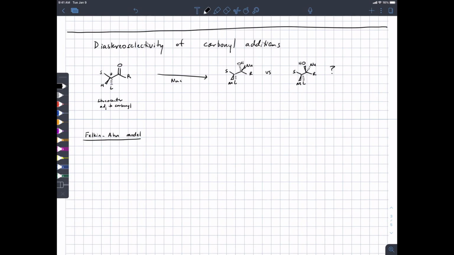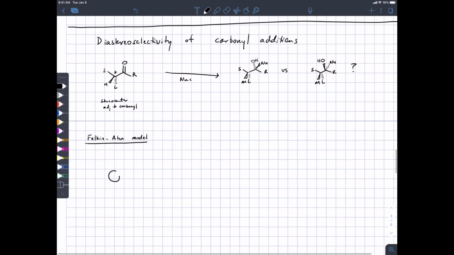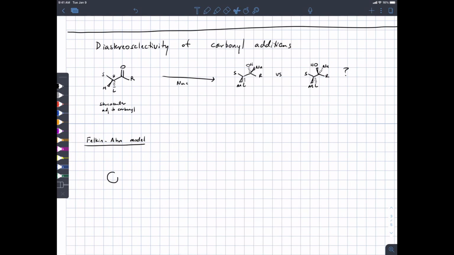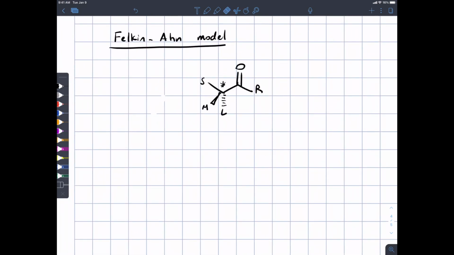So the Felkin-Anh model is based on electronic considerations, and the idea is this: we're going to... Oops, I've missed a chance to draw the evil Sith eyes associated with Newman projections.